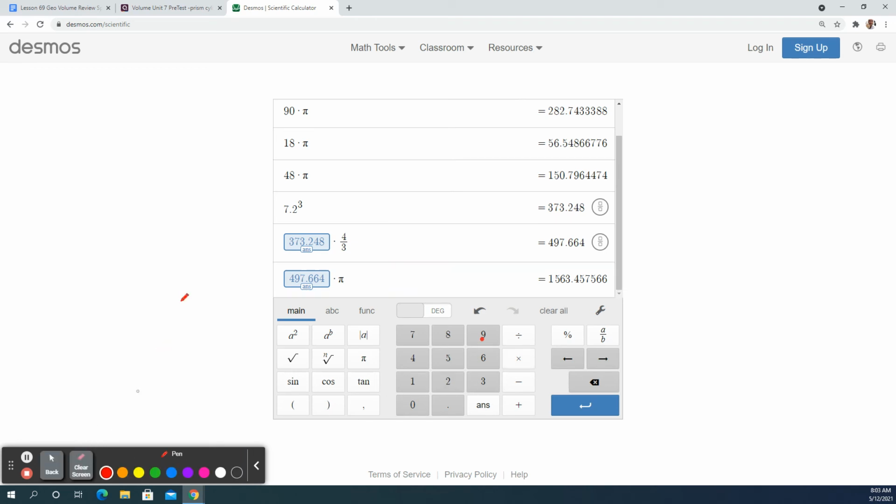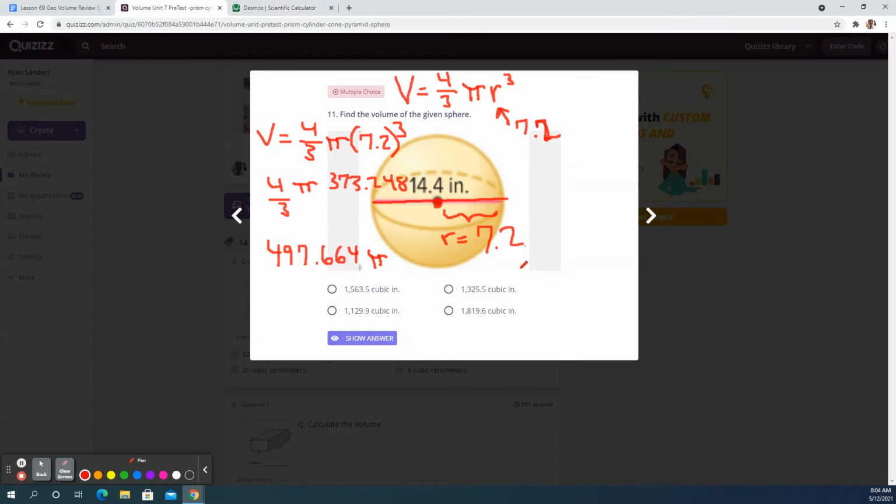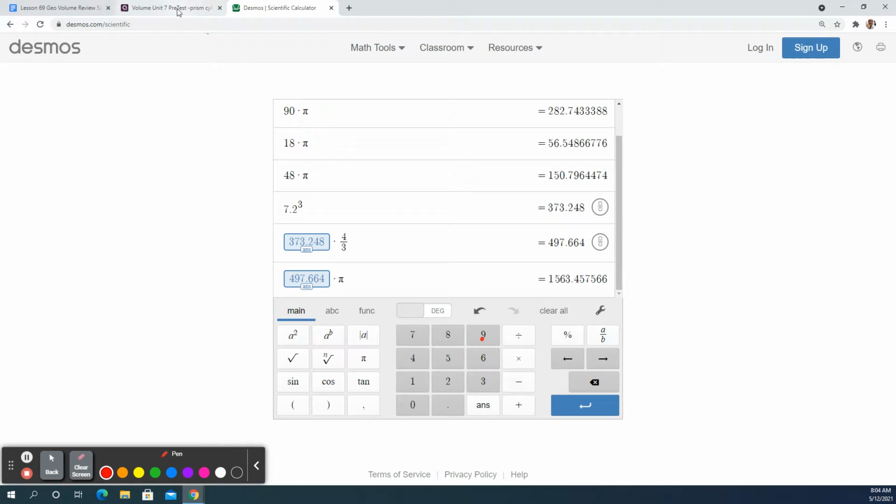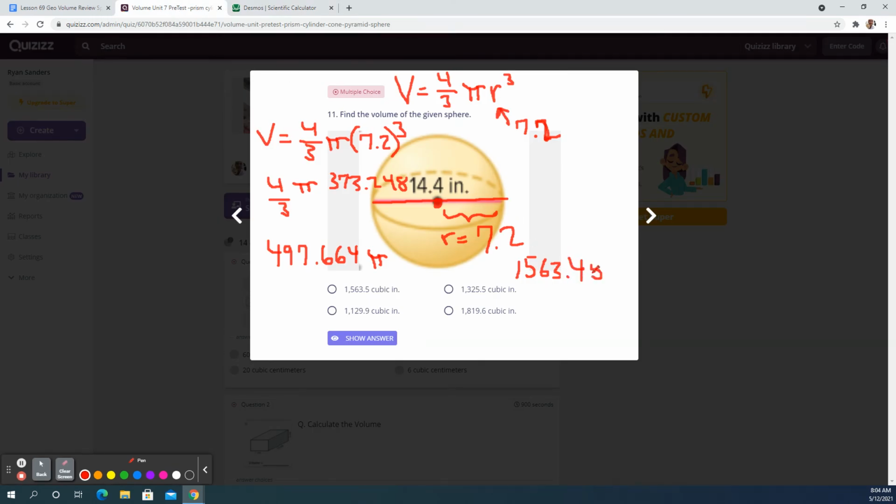1563.45. That's our volume, about 1563.5. There we go, right there.